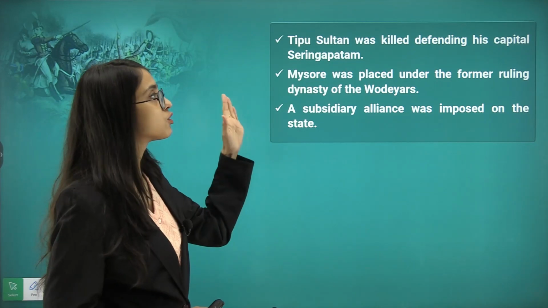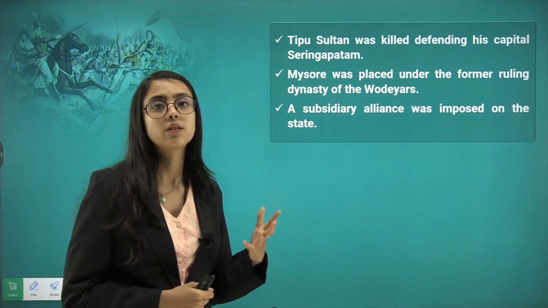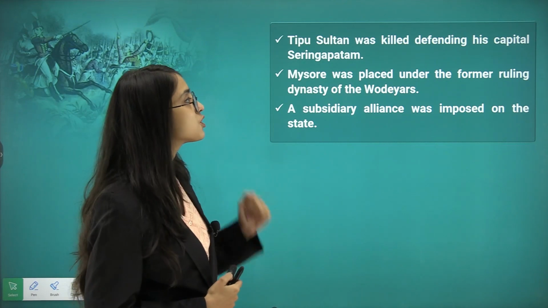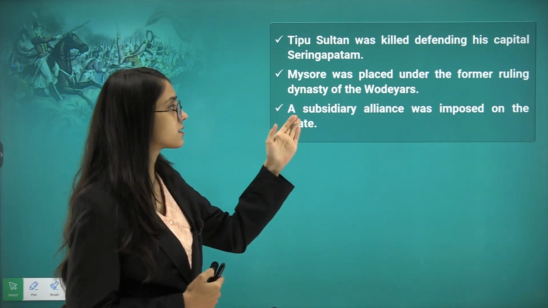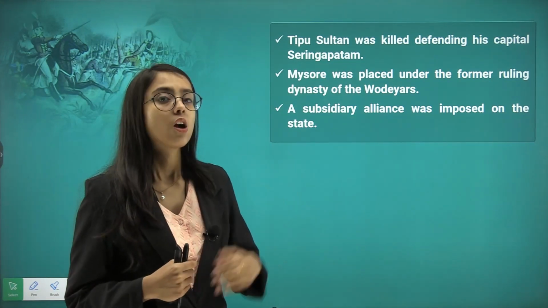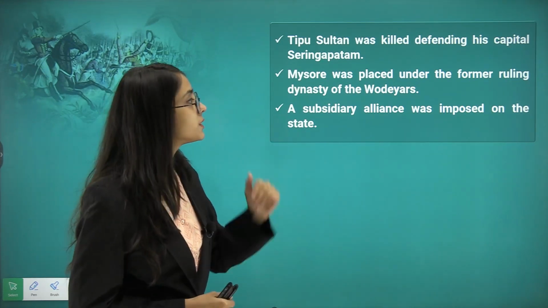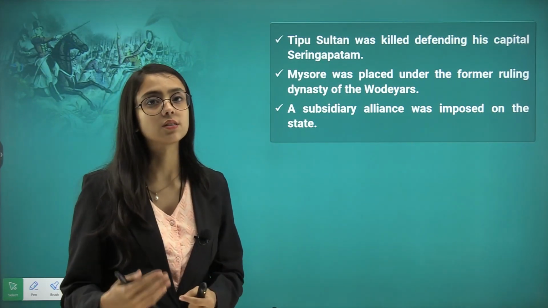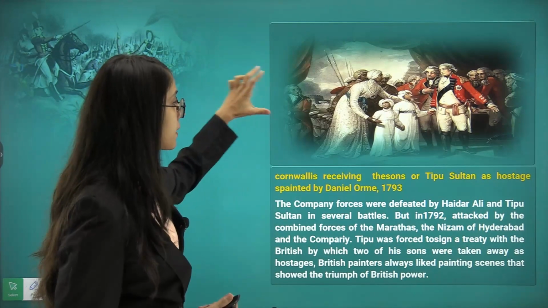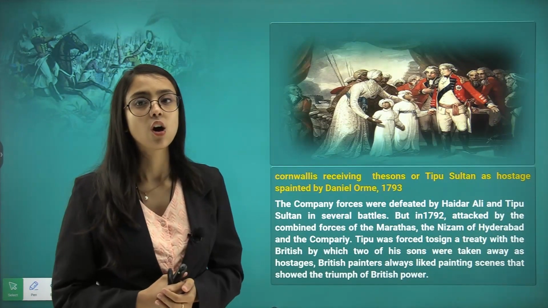As a result of the battle of Seringapatam, Tipu Sultan was killed, and his capital Seringapatam was defeated. Mysore was placed under the former ruling dynasty of the Wodeyars. These people, the new dynasty, were puppets for the East India Company. A subsidiary alliance was then imposed on the state.